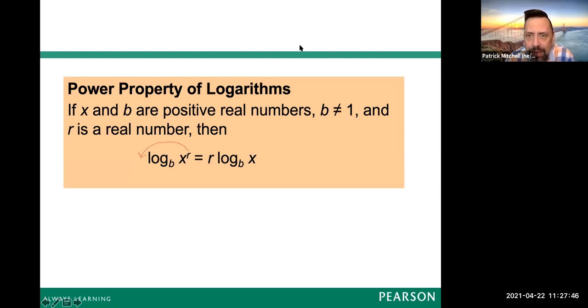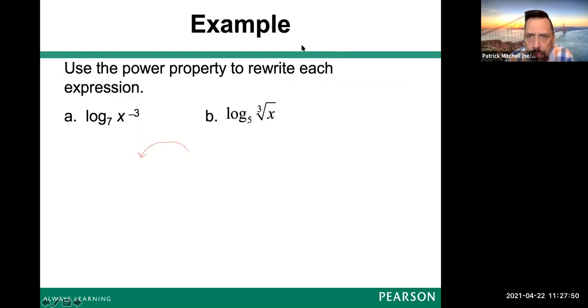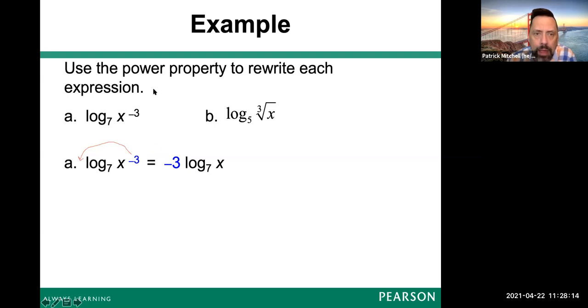All right, so let's, yeah. All right, first we have log base 7 of x to the power negative 3. All right, so grab my pen. Log base 7 of x to the negative 3 is negative 3 times log base 7 of x.